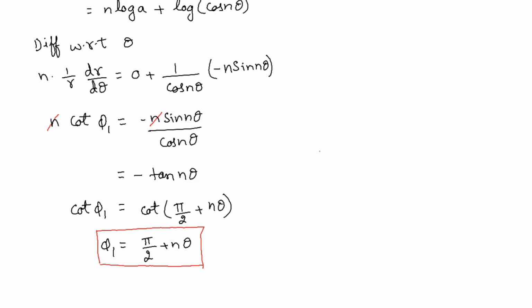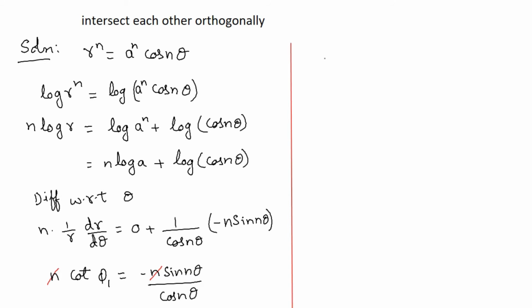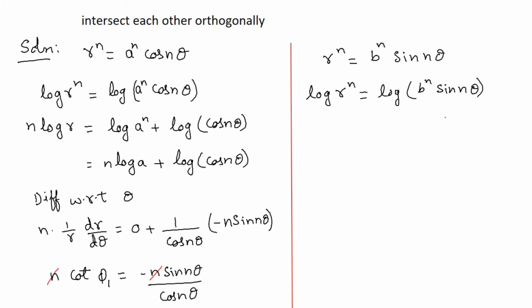So let us try to evaluate the value of phi 2. So the second curve is r power of n is equal to b power of n sine of n theta. So here also we'll take log on both the sides. So we'll be getting log of r power of n is equal to log of b power of n into sine of n theta. So using the properties of logarithm, I can write n log of r is equal to log of b power of n plus log of sine n theta.